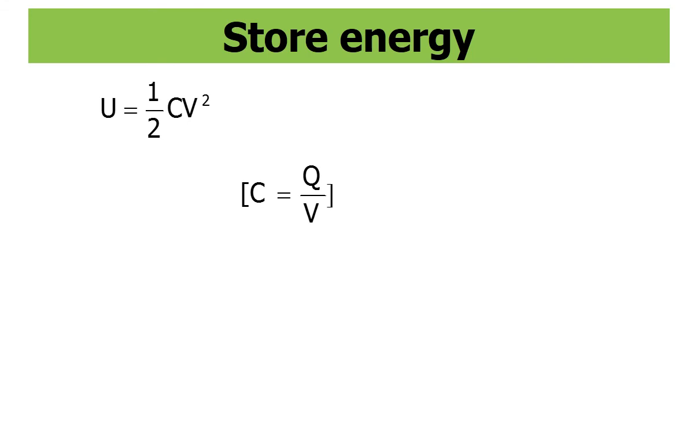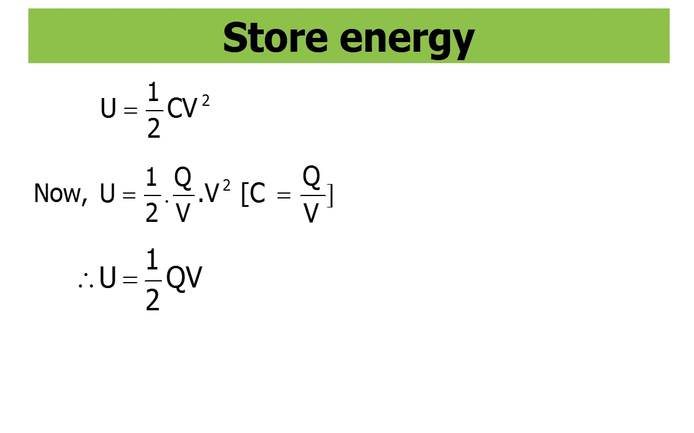There is another formula of stored energy. Let us talk about it. If you apply the formula of capacitance, which is C equal to Q by V, in the formula of U equal to half C V square, then we can write U equal to half into Q by V into V square, and after calculation we will get the formula of stored energy U equal to half into QV.